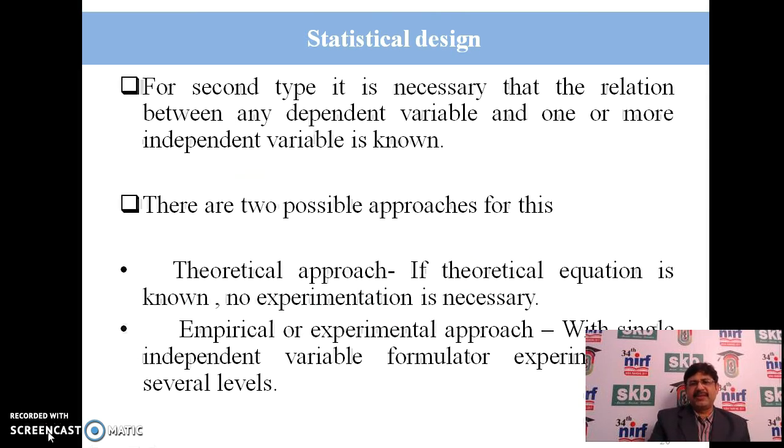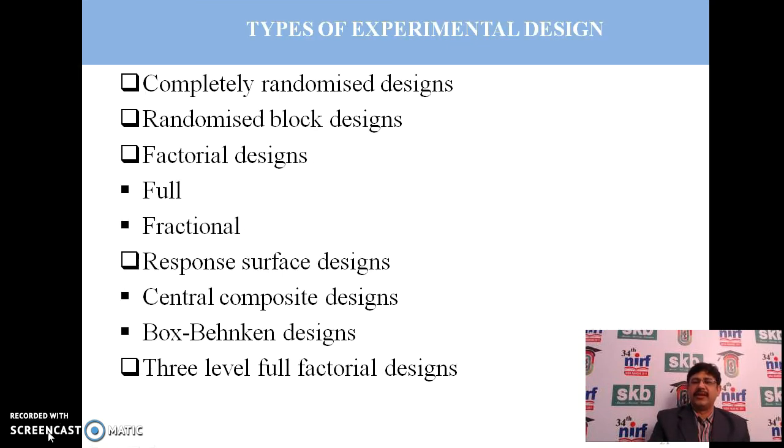For the second type, it is very necessary that the relationship between any dependent variable and one or more independent variables should be known. There are two possible approaches. One is a theoretical approach. If the theoretical equation is known, no experimentation is required. And second is the experimental approach. It is also called the empirical method. With a single independent variable, the formulator experiments with several levels.